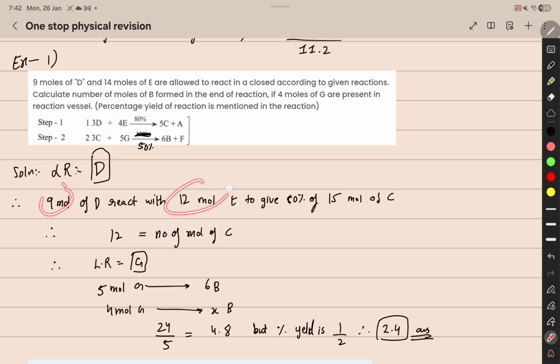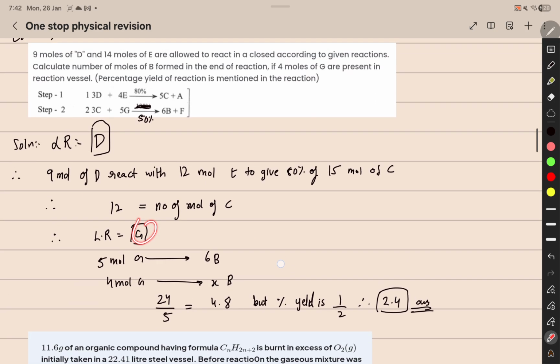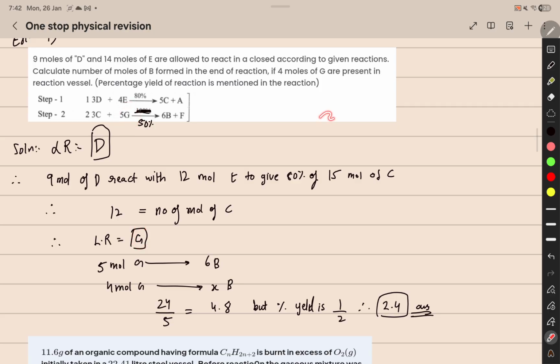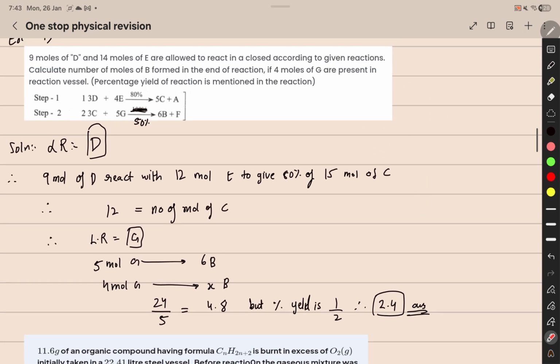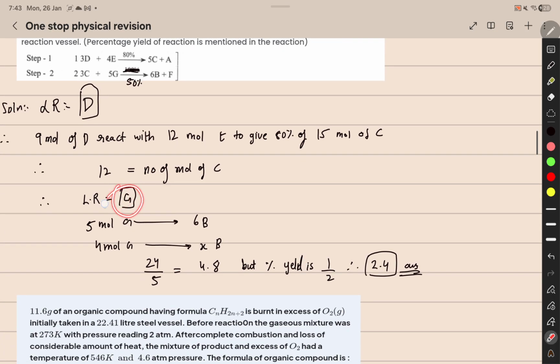So 9 moles of D reacts with 12 moles of E to give 80% of 15 mole of C, because overall there are 9 moles of D combining in these ratios. So 80% of 15 mole of C will be formed, which is 12. Okay, 12. So the limiting reagent of the second reaction is G, because for G you will get the ratio to be 12 by 3. And for G, 4 moles of G, so 4 by 5. Obviously 4 by 5 is the lesser ratio, so from there we can conclude that the limiting reagent is G.